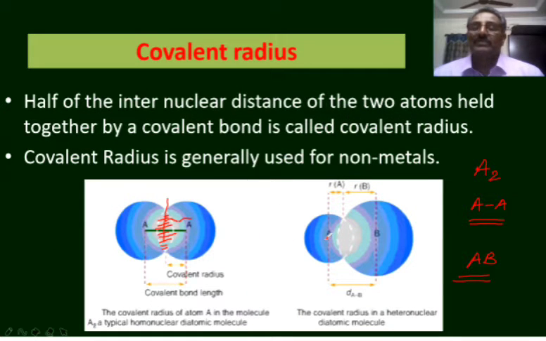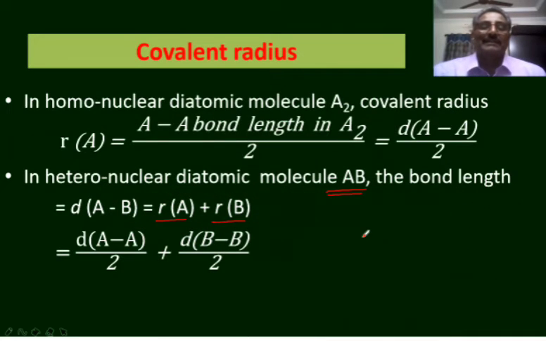Here, there are two different atoms A and B. The covalent radius of A is this one and the covalent radius of B is this one. Both are not identical here. So, if the distance between A and B is measured and if one of the radii is known, we can calculate the radius of the other element. So, DAB is equal to covalent radius of A plus covalent radius of B. That is dAA by 2 plus dBB by 2.